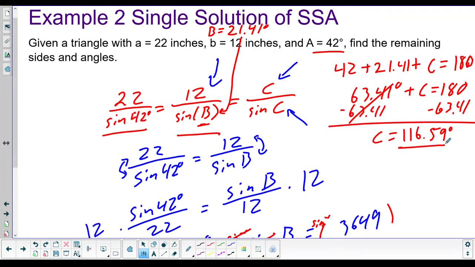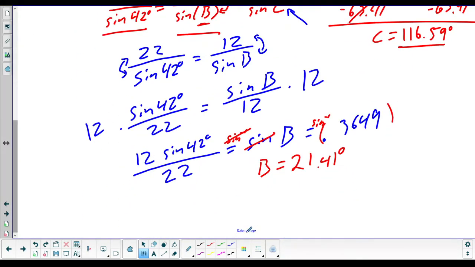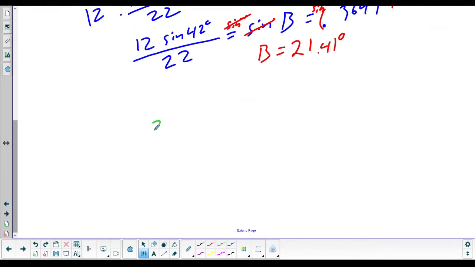Now we can use this, and we're going to continue to use A again because if we use B, then we're choosing to use this rounded number when we could use unrounded ones. That's the difference. So we're going to plug in this known angle C, use the A section of the law of sines, and we're going to solve for C. So we are going to have 22 over the sine of 42 degrees equals little c over the sine of 116.59 degrees. We're going to multiply both sides by this sine.